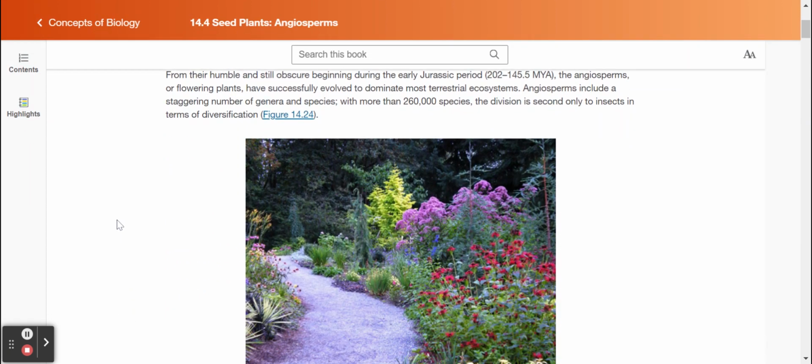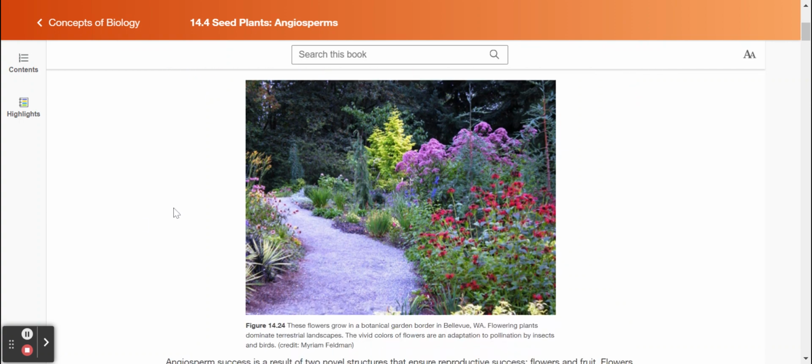From their humble and still obscure beginning during the early Jurassic period, 202 to 145.5 million years ago, the angiosperms, or flowering plants, have successfully evolved to dominate most terrestrial ecosystems. Angiosperms include a staggering number of genera and species. With more than 260,000 species, the division is second only to insects in terms of diversification.